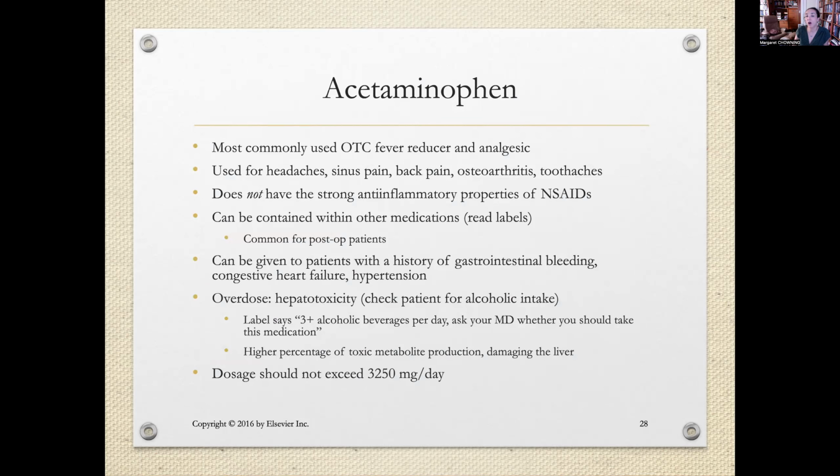Acetaminophen, so this is the most commonly used over-the-counter fever reducer, used for headaches, sinus pain, back pain. We've probably all taken Tylenol in our lives at one point or another. It does not have the strong anti-inflammatory properties of NSAIDs or Advil. Okay, so if a doctor's trying to treat an ankle sprain and there's severe swelling, yes, they can take Tylenol for the pain, but it's not going to change the swelling at all. Versus NSAIDs, a lot of times have that anti-inflammatory property as well and treat the inflammation and the pain.